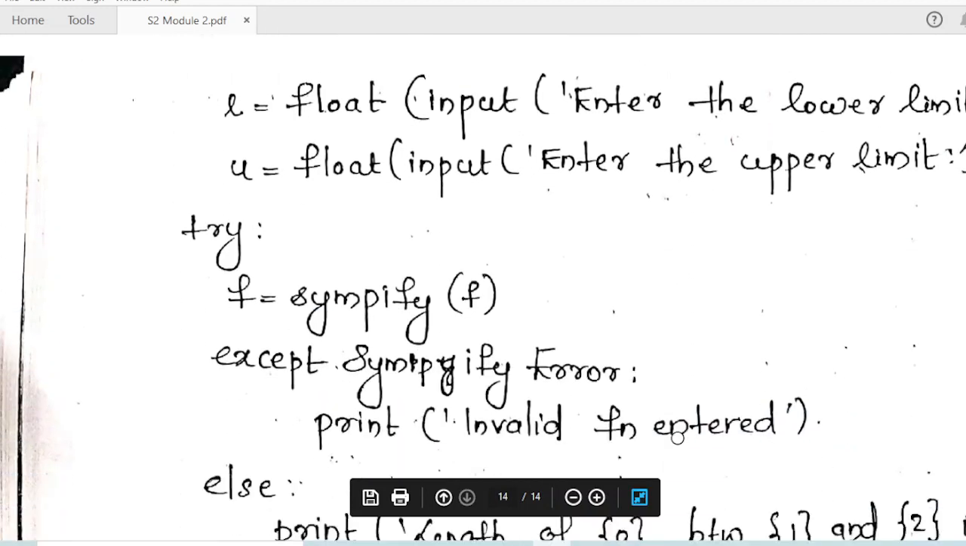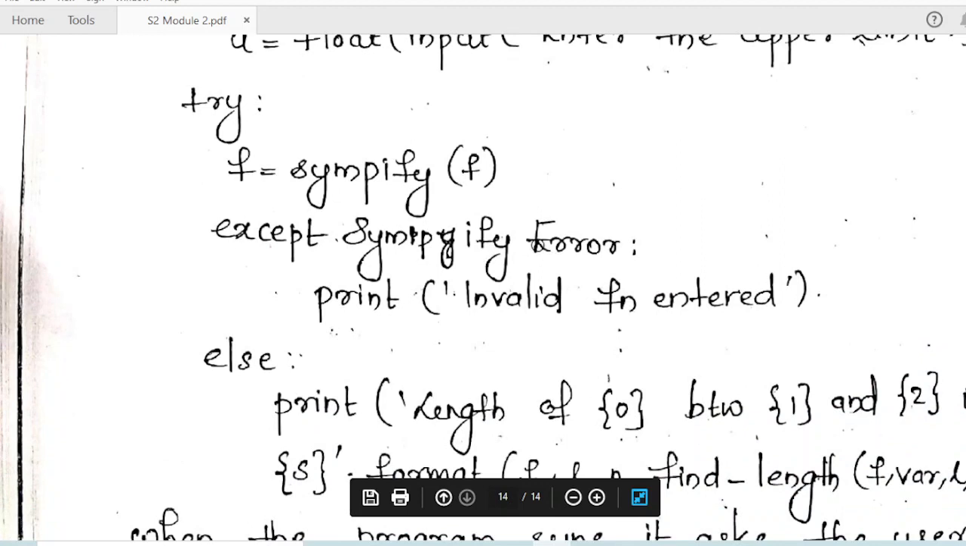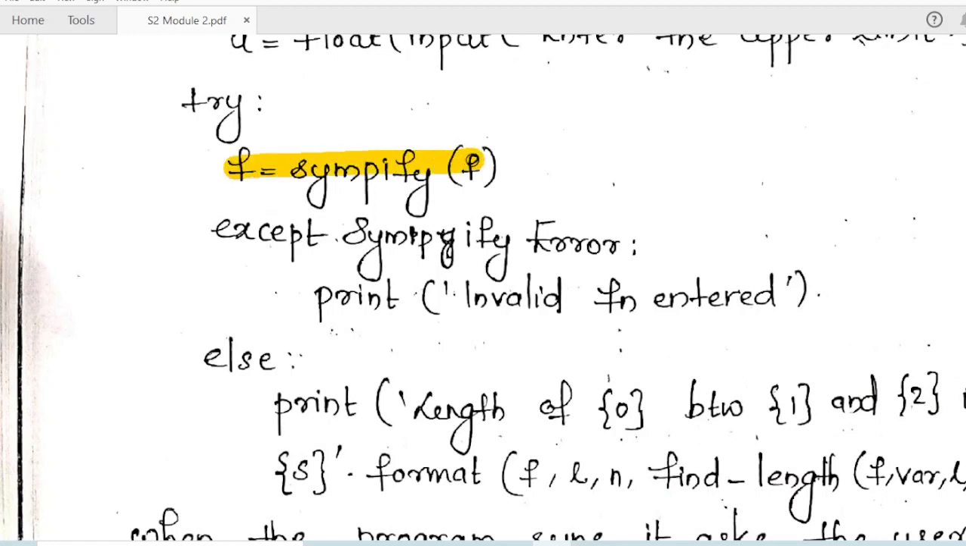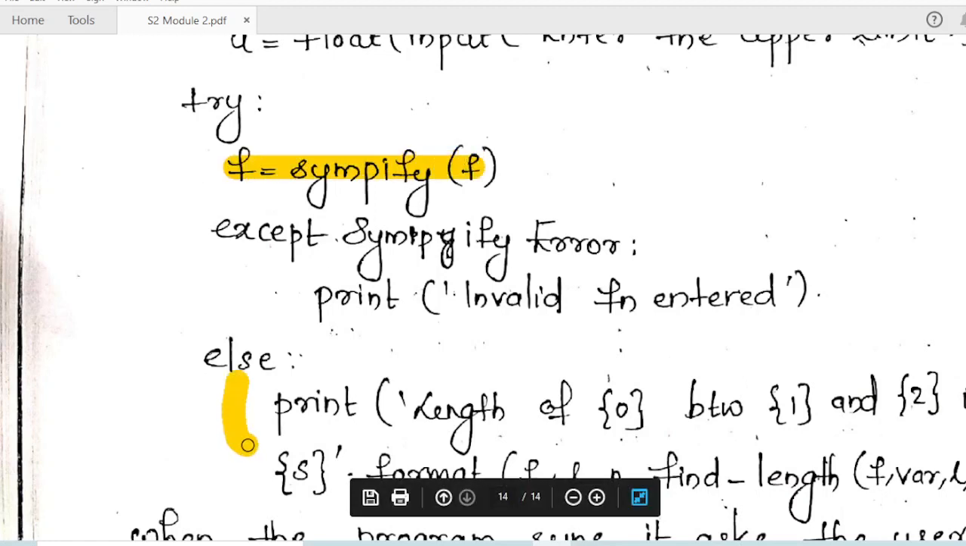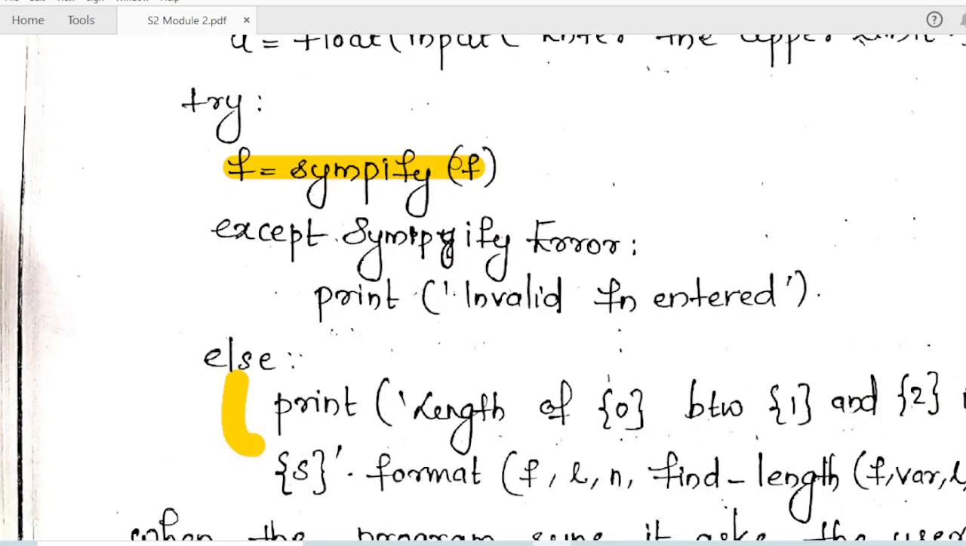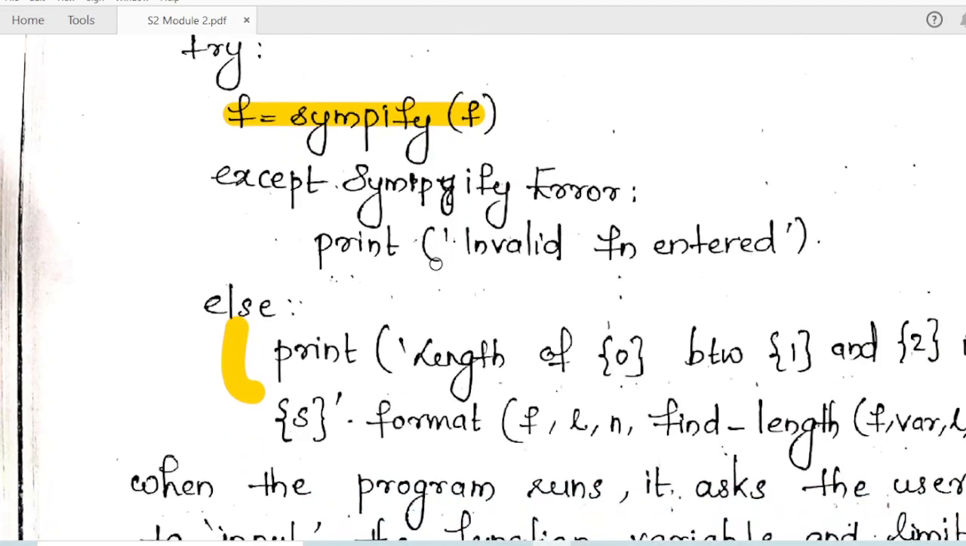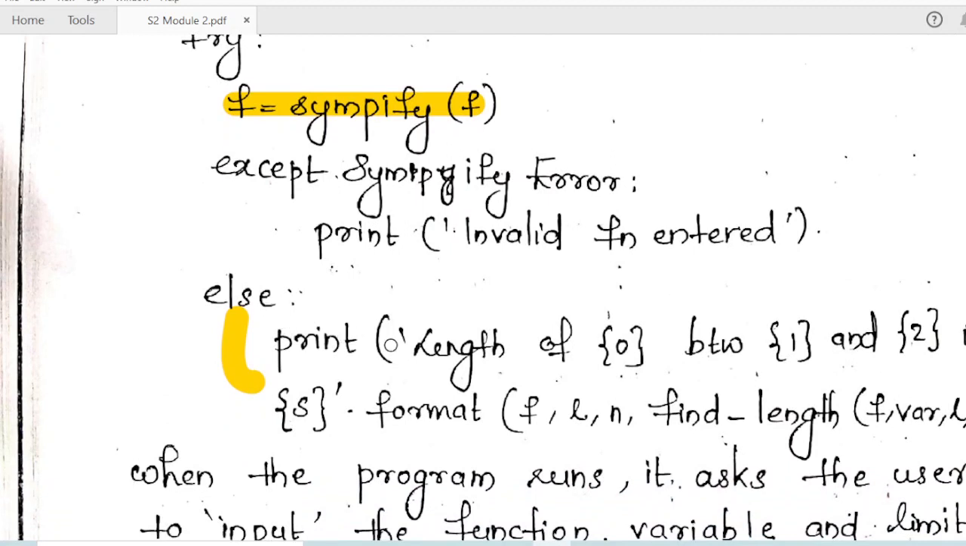Now as we have done earlier, we are going to use a try except block. Try except block എന്ന് പറയുമ്പോൾ try കഴിഞ്ഞിട്ട് ഒരു സ്റ്റേറ്റ്മെന്റ് ഉണ്ട്. ആ സ്റ്റേറ്റ്മെന്റ് ട്രൂ ആണെങ്കിൽ എൽസ് കഴിഞ്ഞുള്ള സ്റ്റേറ്റ്മെന്റ് ഇവാലുവേറ്റ് ആവും. If f equal to simplify f false ആണെങ്കിൽ print invalid function is entered. So else കഴിഞ്ഞ് വരുന്നത് print function length of 0 between 1 2.